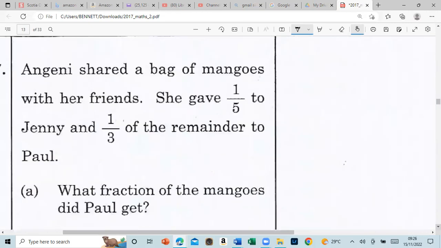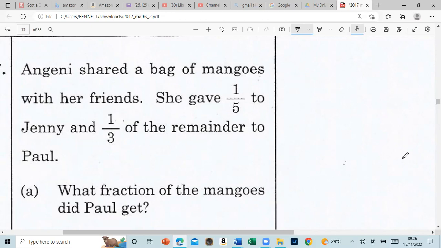Alright, it says, Aunt Jeannie shared a bag of mangoes with her friends. She gave 1/5 to Jenny and 1/3 of the remainder to Paul. What fraction of the mangoes did Paul get? Alright, so guys, read it very carefully. Aunt Jeannie shared a bag of mangoes with her friends. She gave 1/5 to Jenny.